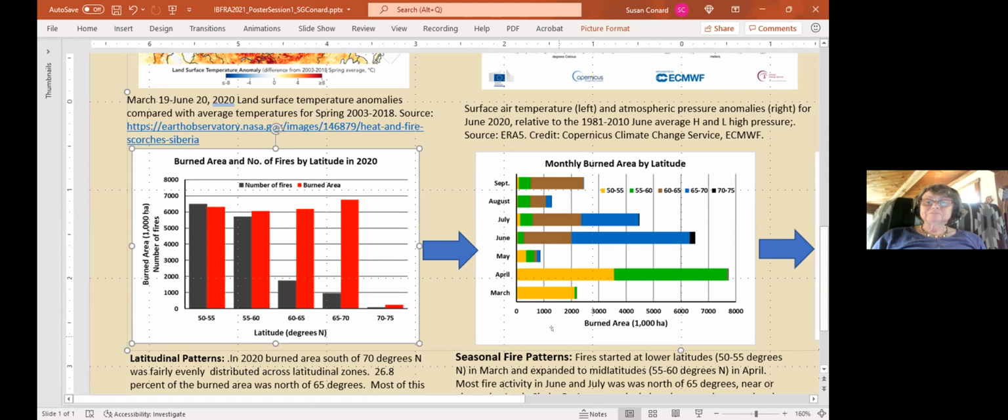And then if you look seasonally at the burned area distribution, in these latitudinal bands, the fires basically start in March at the southern latitudes, south of Siberia, and by April you're getting up to 60 degrees north. It's not until June and July that you really get a lot of fire in the far northern parts, north of 65 to 70 degrees, and then that drops off very rapidly. By the end of September the fire season was pretty well over, and what fires were occurring were in the more mid latitudes.